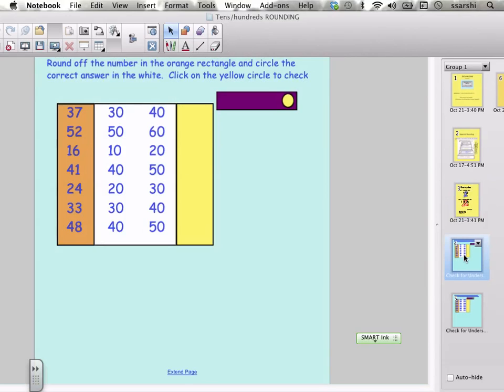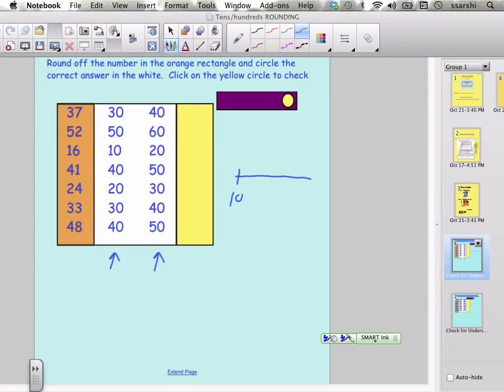Round off the number in the orange rectangle and circle the correct answer in the white. And you click on the yellow circle to check. So we're rounding here. You can see our choices are all in the tens. 37 needs to be rounded to the nearest 10, which means on a number line, we had 10, 20, 30, 40. 37 would be about there. We can see on this number line, if I were rounding 37, it is closer to 40 than it is to 30.